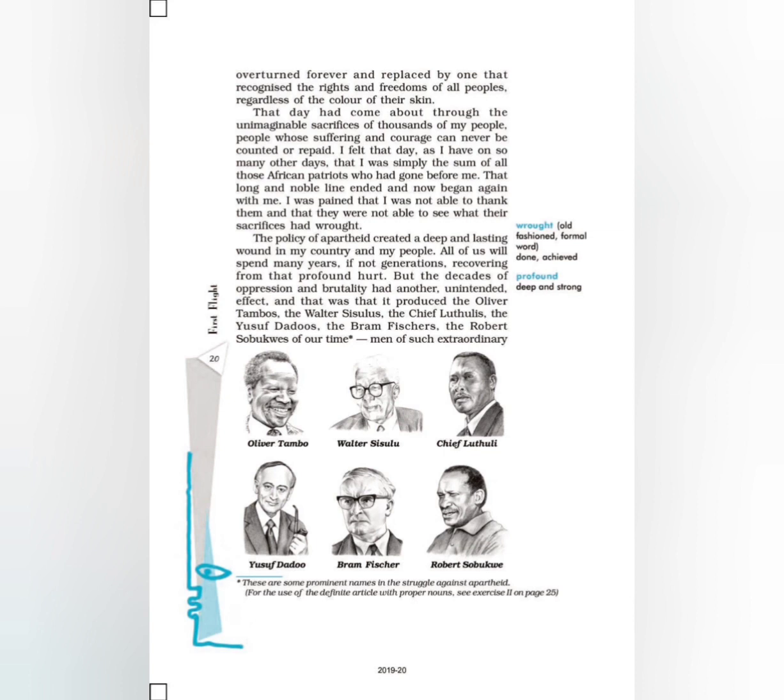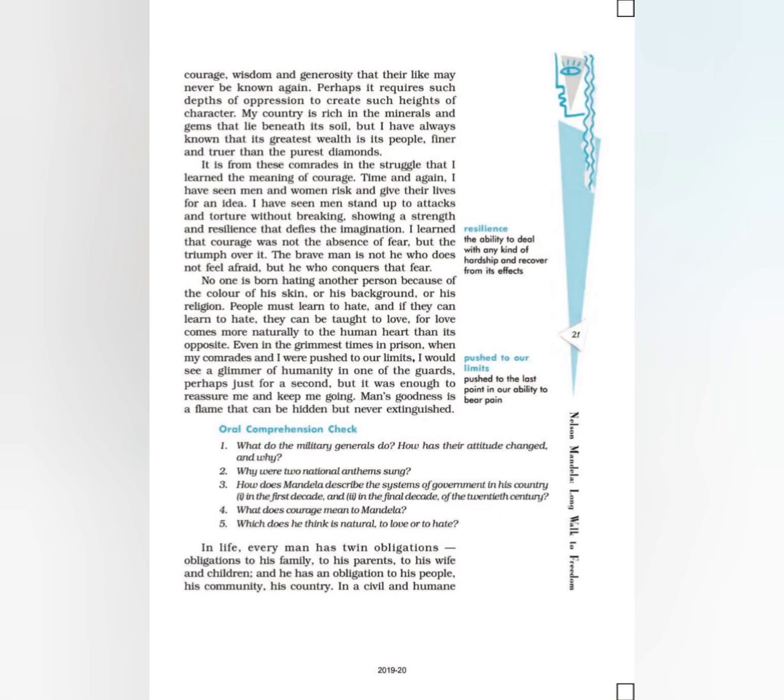And once we got the freedom, we have to calculate the richness or the wealth of the country. Then only can we take the country forward in the right manner. So he calculated it. My country is rich in minerals. On page number 21, you can see the first paragraph. My country is rich in minerals and gems that lie beneath its soil. It is lying there. But I have always known that its greatest wealth is not diamond, not gold, not any mineral, but its people. They are finer, they are truer than the purest diamond.